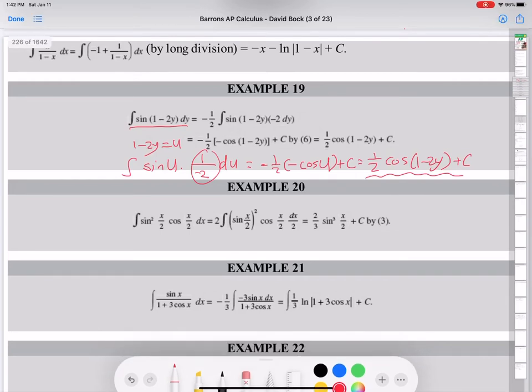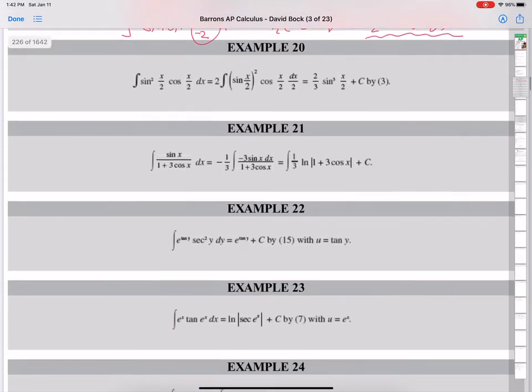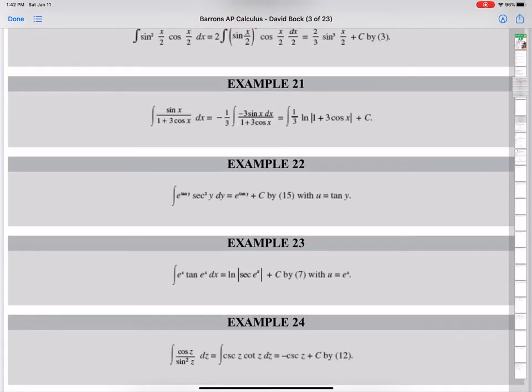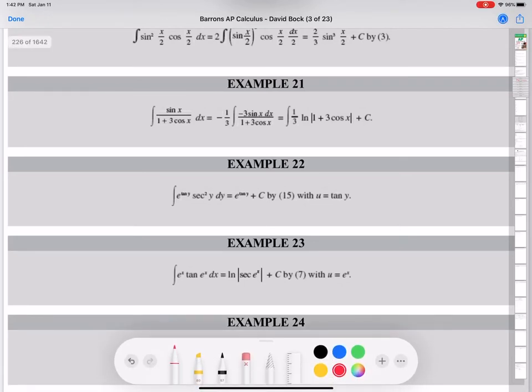Okay, I jumped to 21. I'm not going to solve all example problems. It's a lot of example problems. So if you have time, you can solve them for yourself, okay? And it's pretty much the same way.